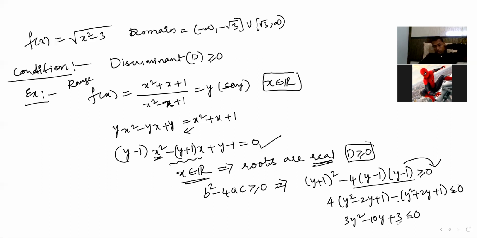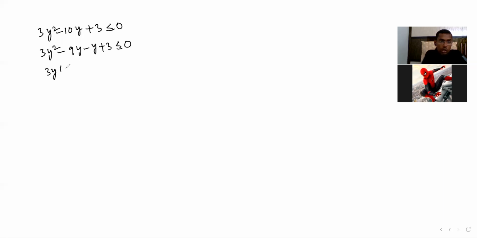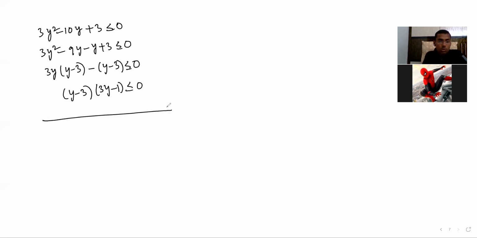Okay, now I will tell you this one. So 3y square minus 10y plus 3 less than or equal to 0. Less than means it lies between the roots. Anyway, we will find the roots here. 3y square minus 10y plus 3: 3 times 3 is 9, 9y minus y plus 3 less than or equal to 0. Taking 3y common, y minus 3; taking minus 1 common, y minus 3 less than or equal to 0. So 3y minus 1 into y minus 3 less than or equal to 0. Less than means it lies between the roots.